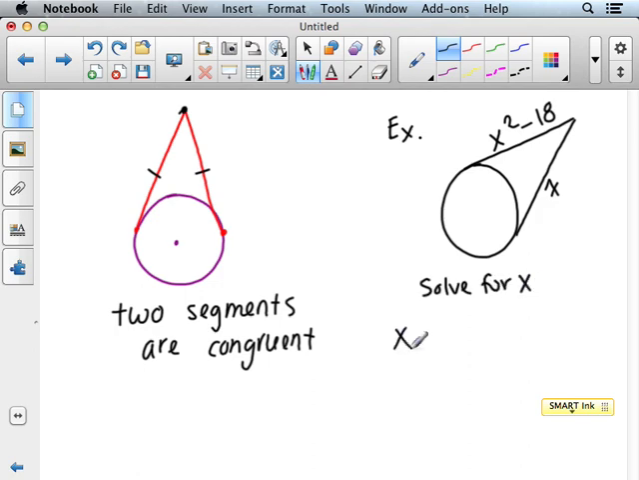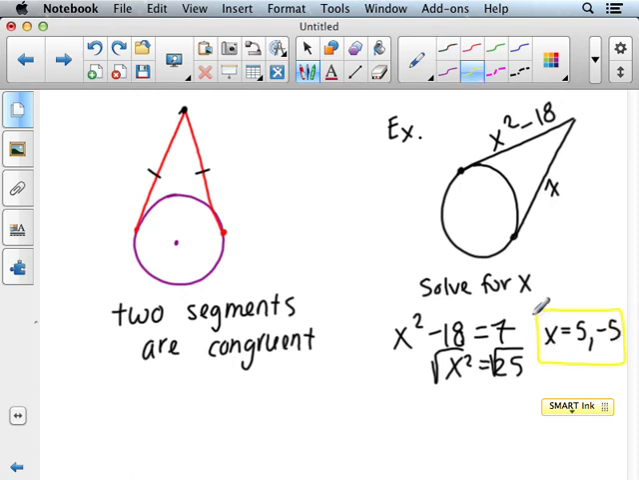Well, I know that these segments are congruent, okay, because they're both tangent here. So we get x squared minus 18 equals 7. If we add the 18, we get x squared equals 25. We square root, we get x equals 5 or negative 5. Notice that in this case, either one works, because when you substitute 5 or negative 5, it never gives you a negative length for the side. So you know that these both are solutions here. So we just get that by setting them equal.